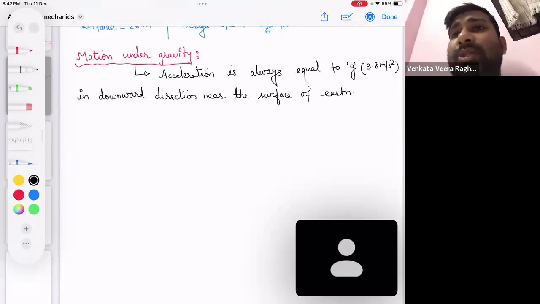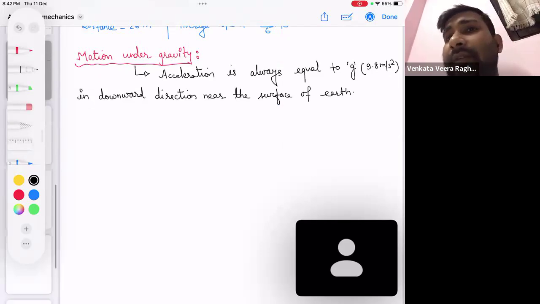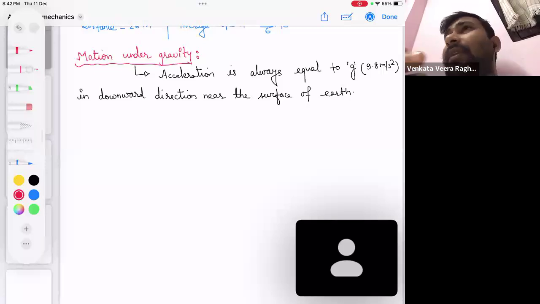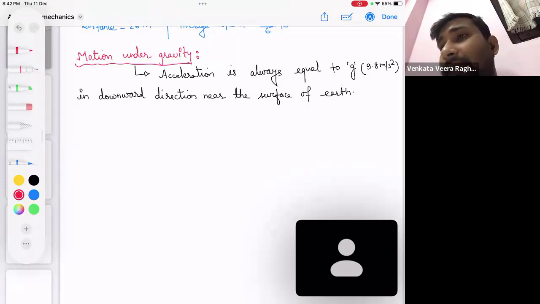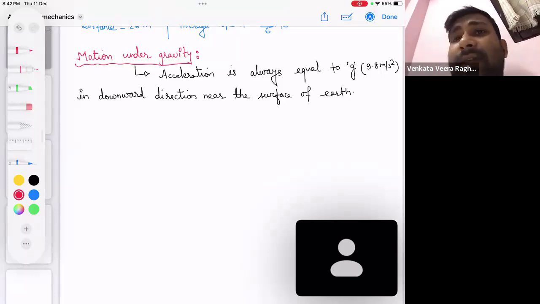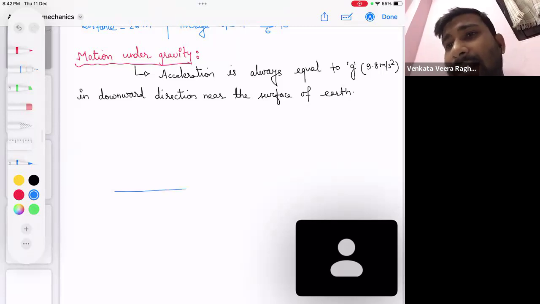So now in motion under gravity, a few things they will ask you in the question, like what is the time of flight? Time of flight means total time taken by the particle to stay in the air. If you throw a particle up, it will go to some height and again it will come back. So how much time it has stayed in the air, that is called the time of flight. Some standard results are there. Let's first discuss that and then we will go to the question part.